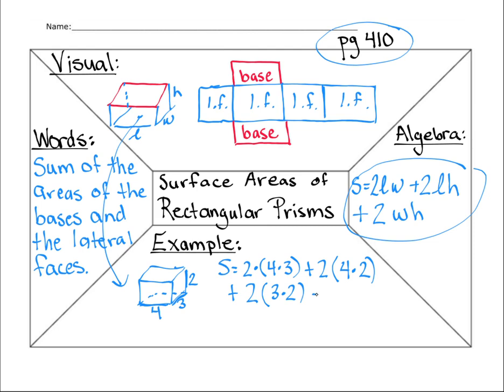So we're going to have, this is the same as 2 times 4 is 8, times 3 is 24. Plus 2 times 4 is 8, times 2 is 16. Plus 2 times 3 is 6, times 2 is 12. Adding that all together, it looks like we've got 40 plus 12, which is 52. We'll just call these inches. So this is going to be inches squared, because we're talking about surface area. When you talk about volume, it's going to be inches cubed.